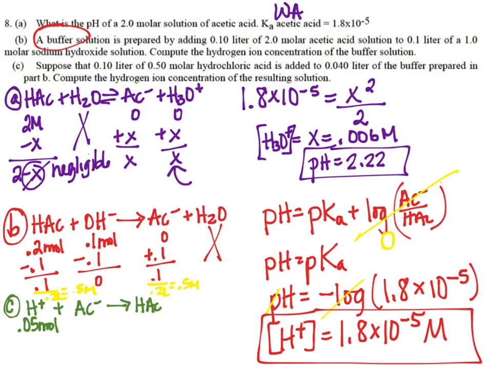Go to part C, 0.04. So we have to take our 0.5 molar and multiply it by 0.04 liters to determine how many moles of acetic acid and acetate ion. I got 0.02. So who's going to run out first? We're going to subtract 0.02 and add it.